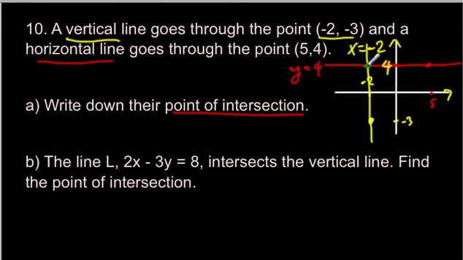Because that x-coordinate is -2, and that y-coordinate is 4. So the solution to this line is simply (-2, 4). And we're done. That's it. It's just as simple as that.